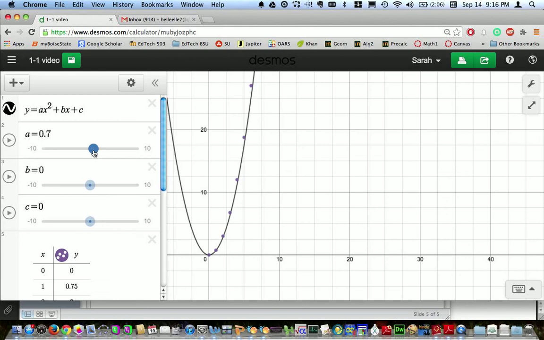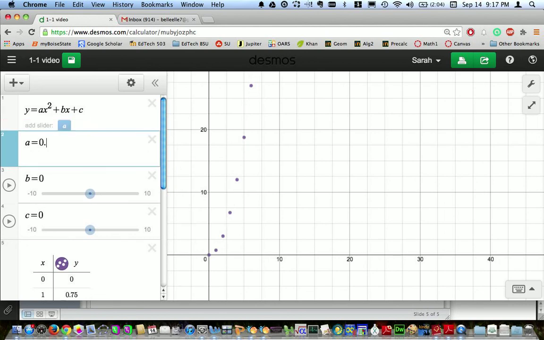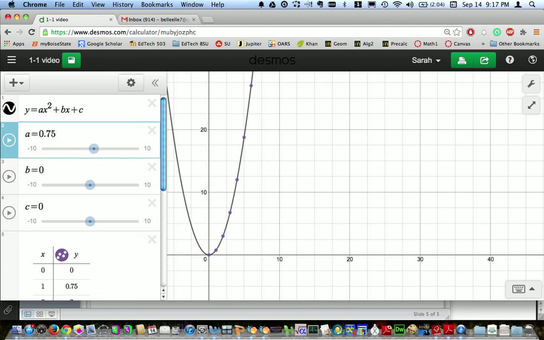So I'm at 0.7 right now, and that's really, really close. I think 0.8 is close too. So it's somewhere between 0.7 and 0.8. And in fact, 0.75 is exactly the answer. And there you have pretty much an equation. B is 0, C is 0, and A is 0.75. And that is essentially an algebraic model that fits this graphical model.